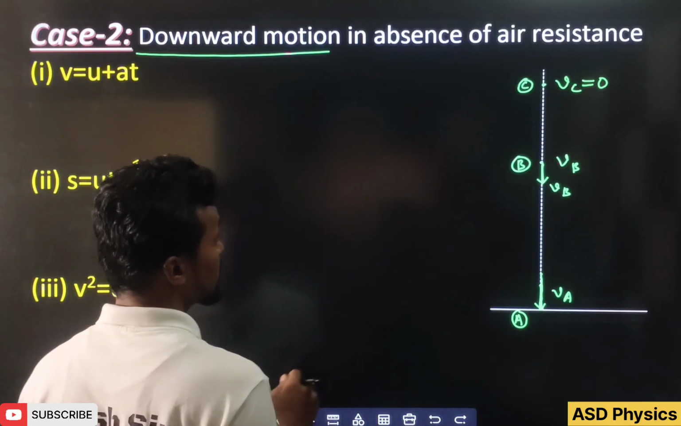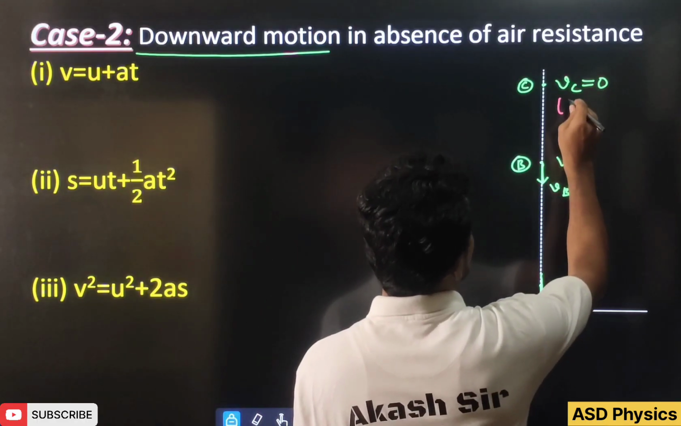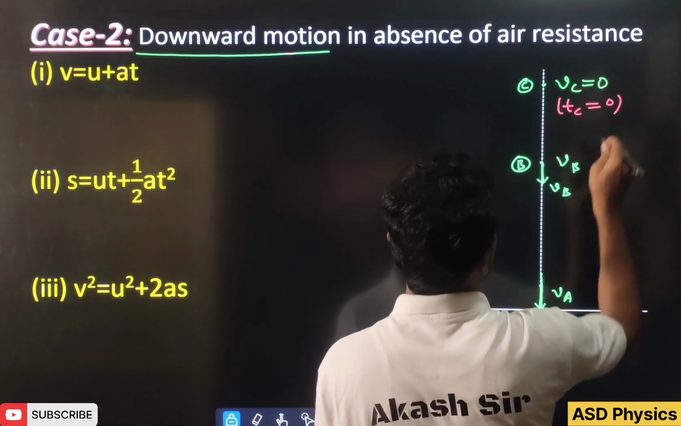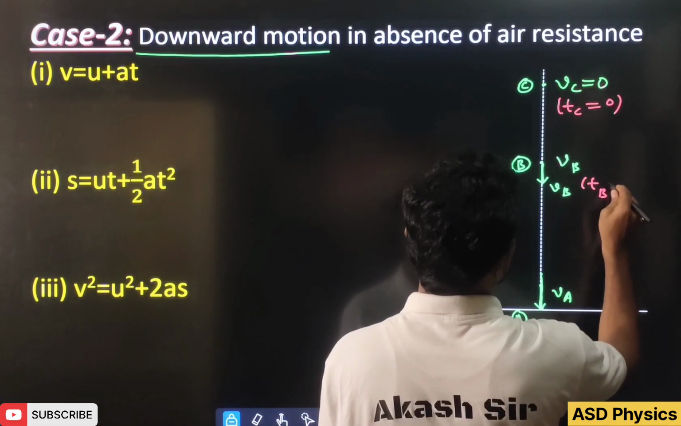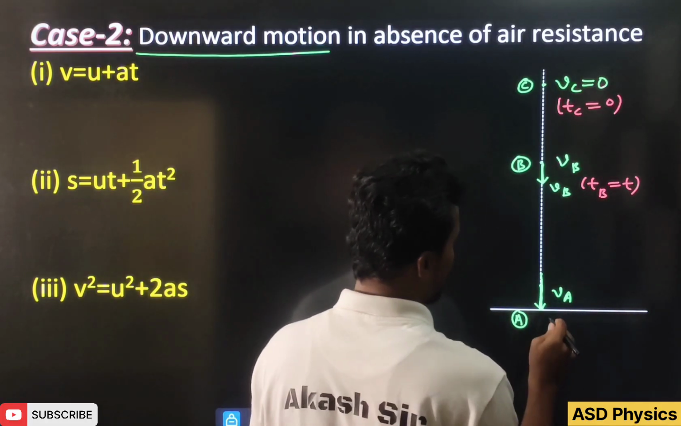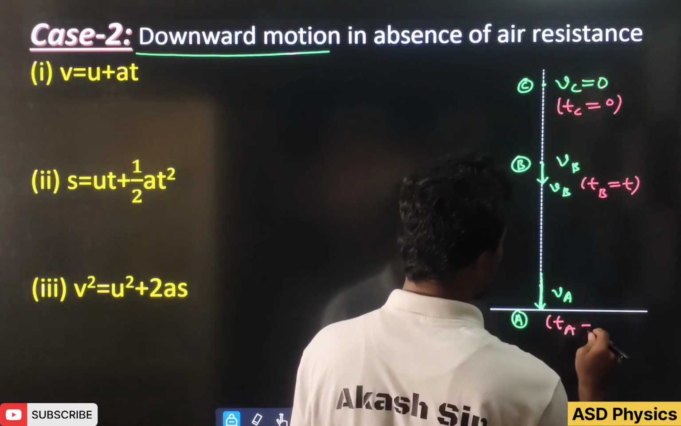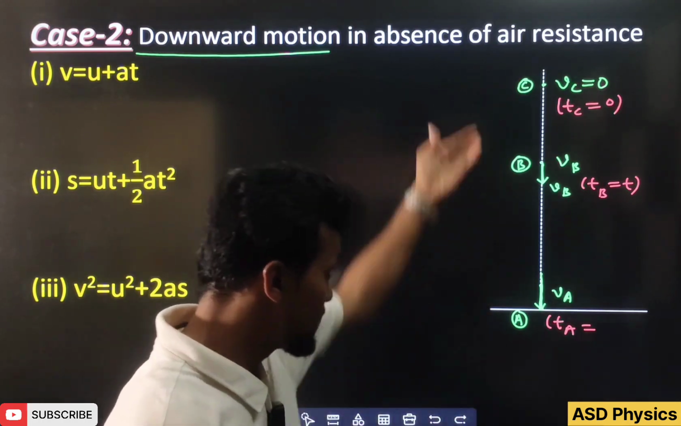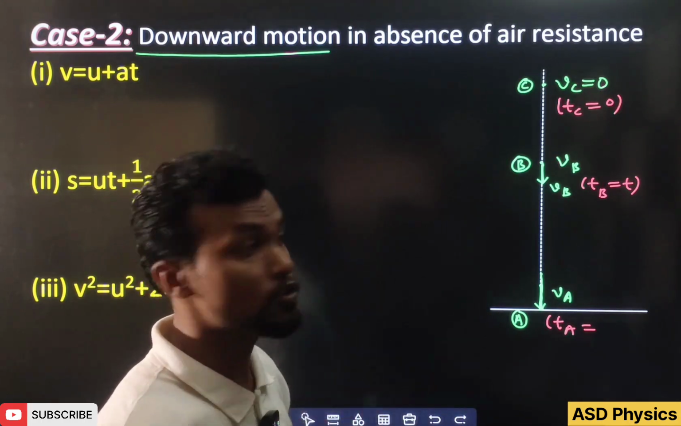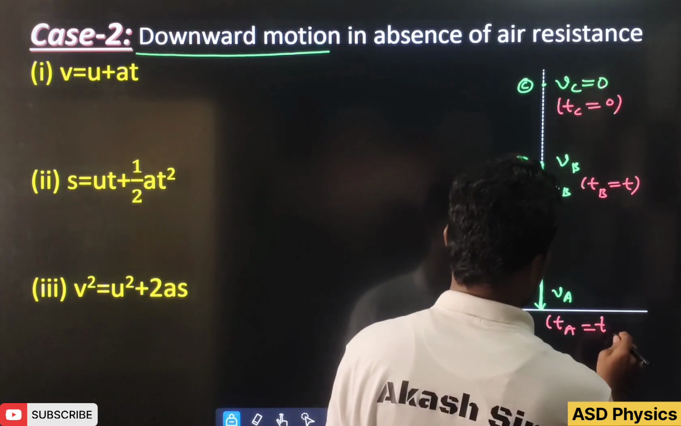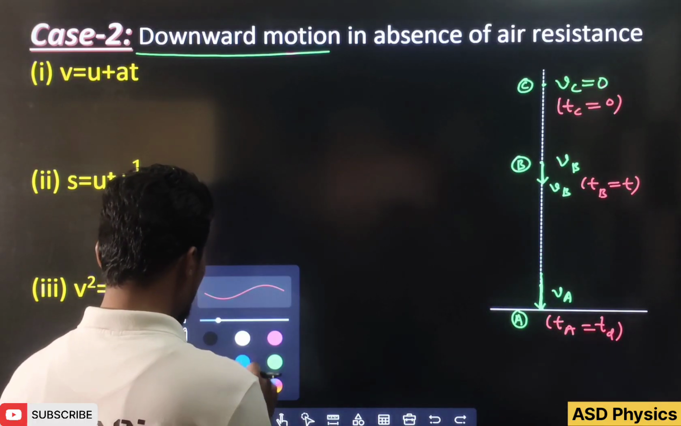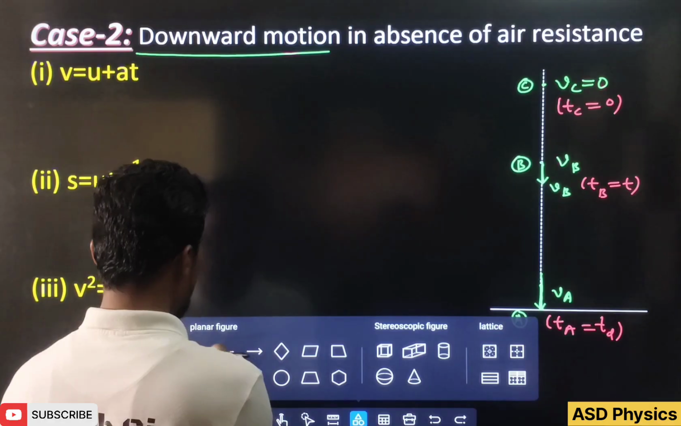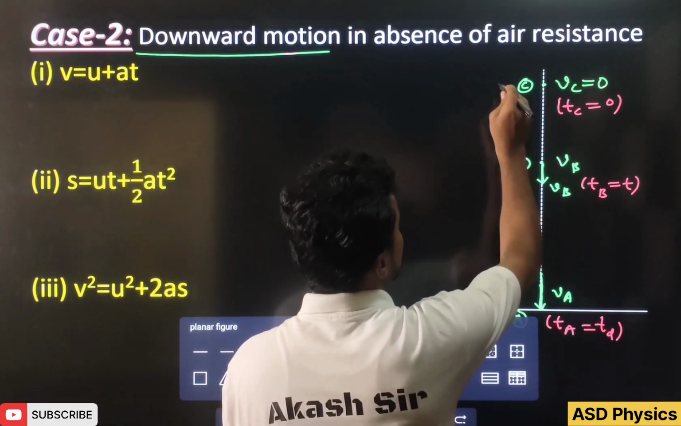Now let me talk about the time. At point C, let's take time Tc equal to 0. At point B, let's take time Tb equal to T, and at point A, let's take time Ta. The time taken to reach the ground when we drop is called the time of descent, and we can write T equal to Td. Now after that, if we talk about the heights, let's take this height.